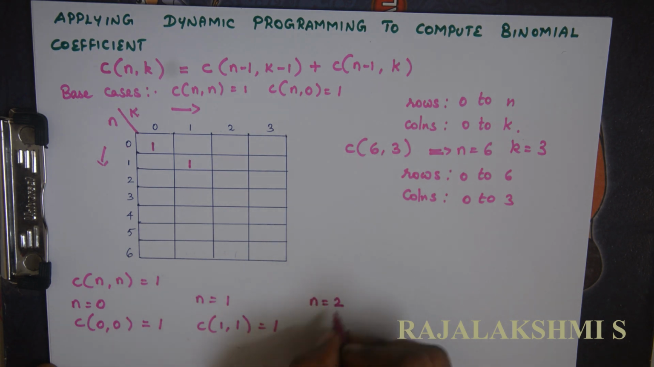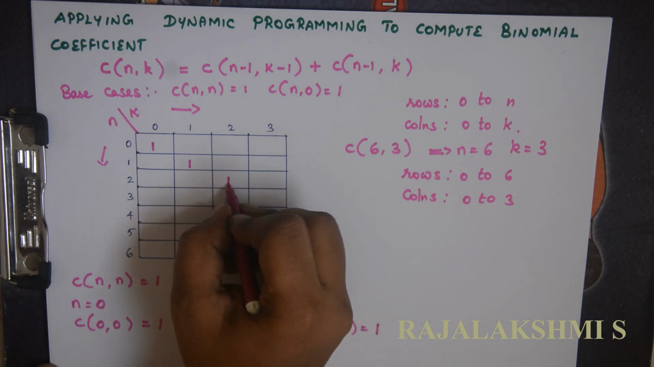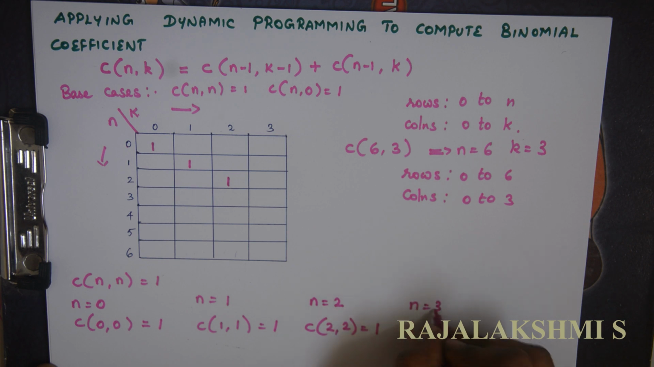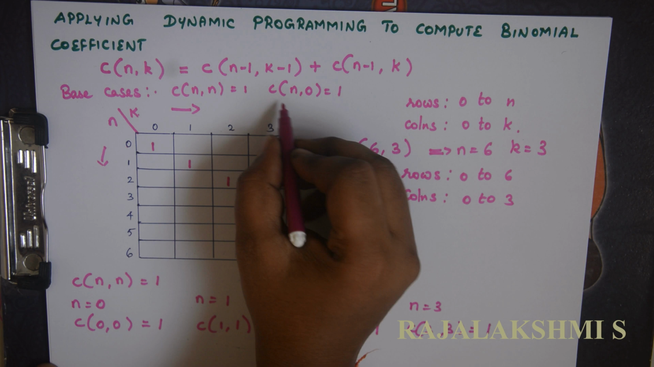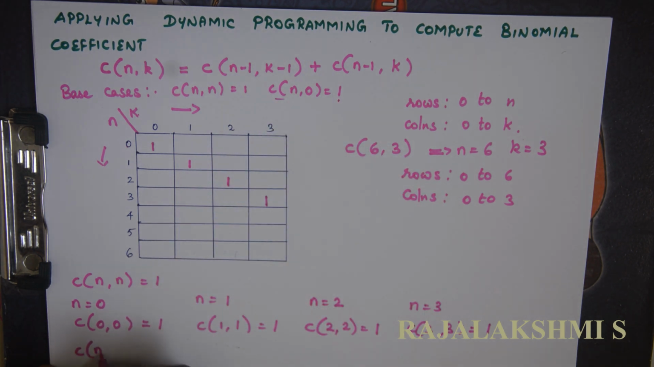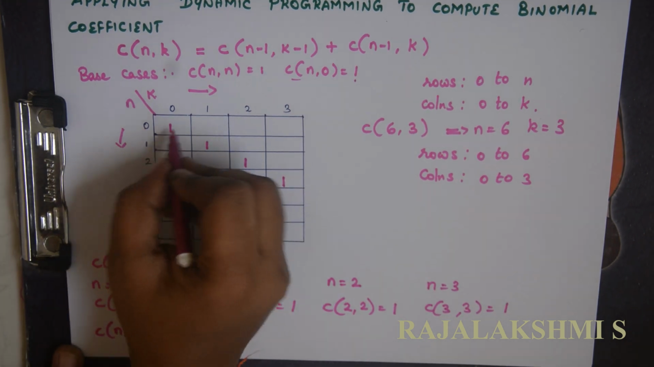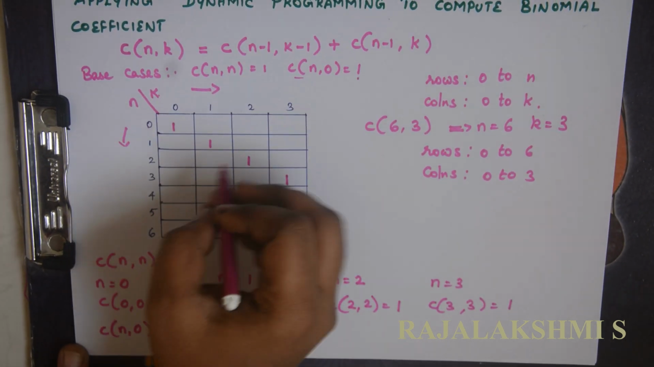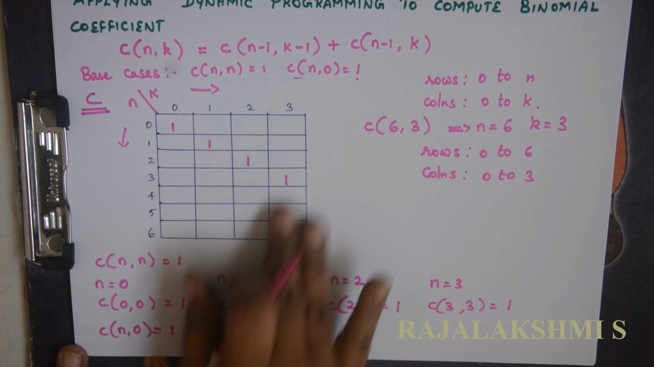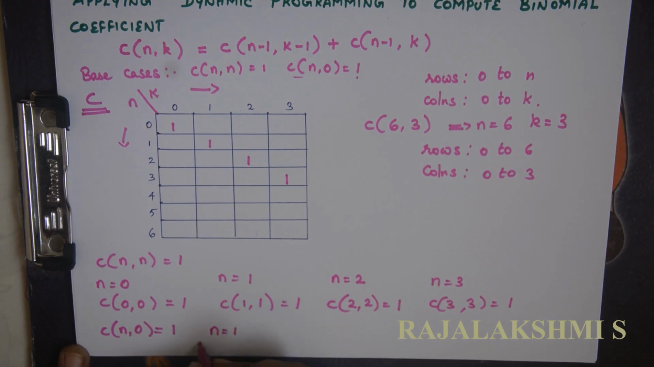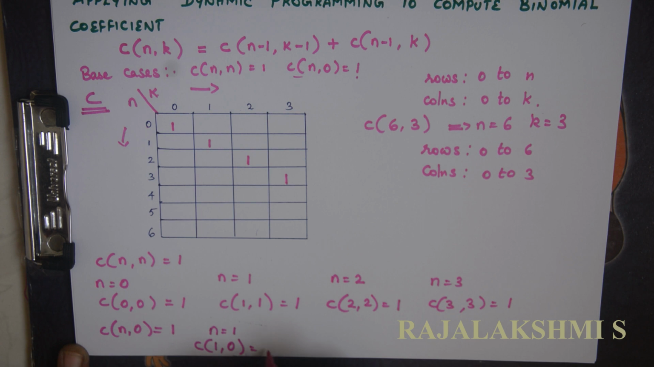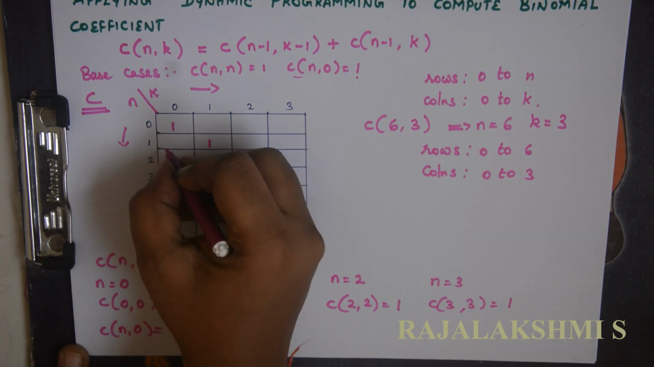When n is equal to 2, C(2, 2) is equal to 1. When n is equal to 3, C(3, 3) is equal to 1. So here also we have 1. After filling the diagonal, we will use the next base case, C(n, 0) = 1. This is the C matrix, I forgot to mention. Now n starts from 1. When n is 1, C(1, 0) is equal to 1.